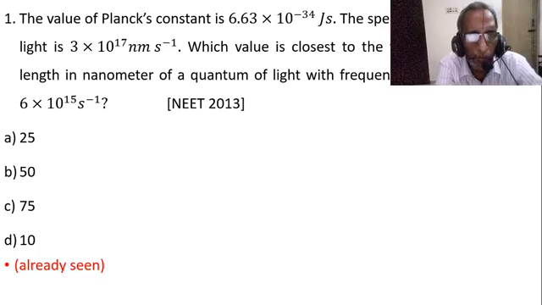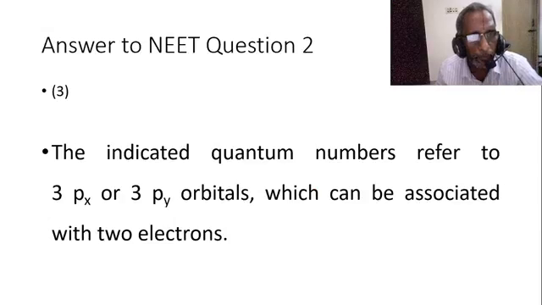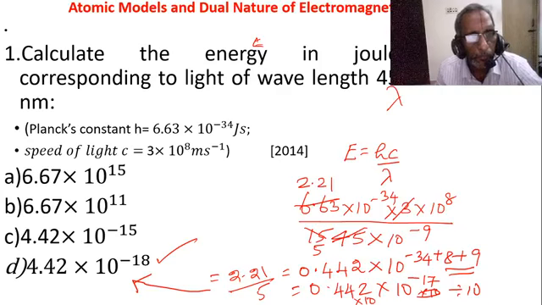So value of Planck's constant is 6.63 into 10 power minus 34 joule second. Speed of light is 3 into 10 power 17 nanometer per second. Which is the closest value of the nanometer quantum of light? Just now we have seen the first sum. This one, 45 nanometer.